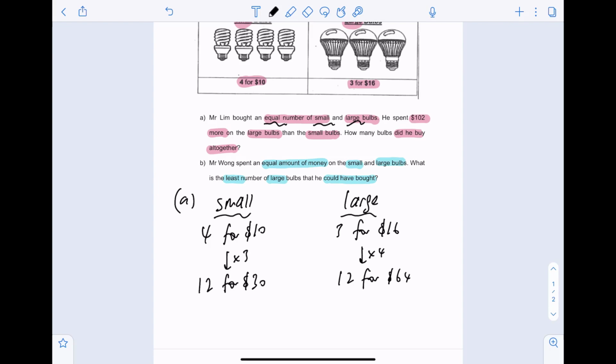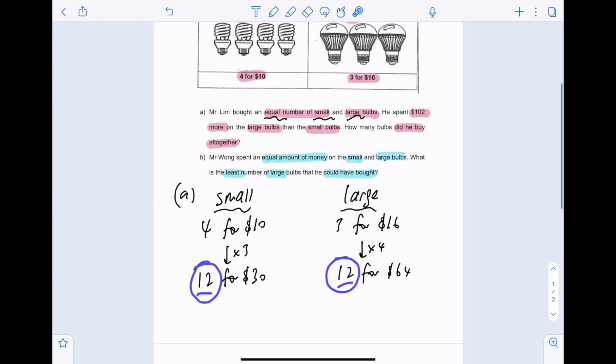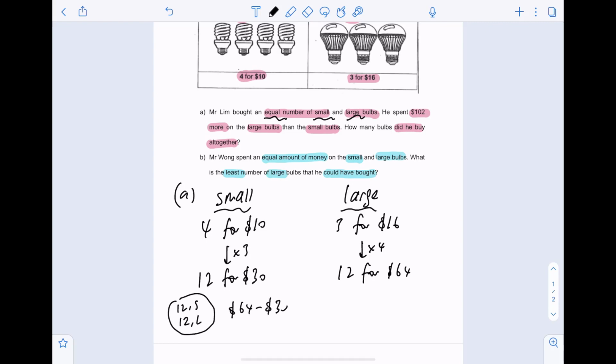Now, if you buy 12 small and 12 large, you are buying an equal number for small and large, right? But the difference in amount will just be, okay, let's see that. 12 small, 12 large. The difference in amount in one group will be 64 minus 30, and that will just be $34 in one of these groups of light bulbs.